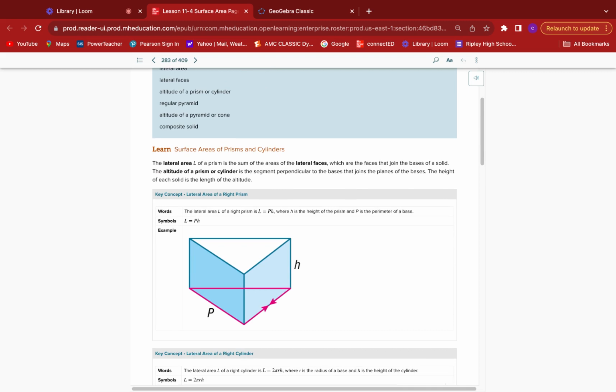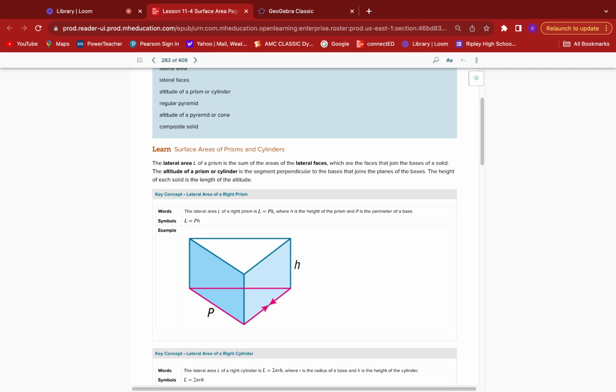So you need to know the lateral area is going to be called L for a prism. It's the sum of the areas of all of the lateral faces. Again, what makes it three-dimensional, running from one base to the other base, if it has two bases. If it only has one, like a pyramid, which is only going to have one base, you would find the area of all of the other sides and combine them together. Those are your lateral faces.